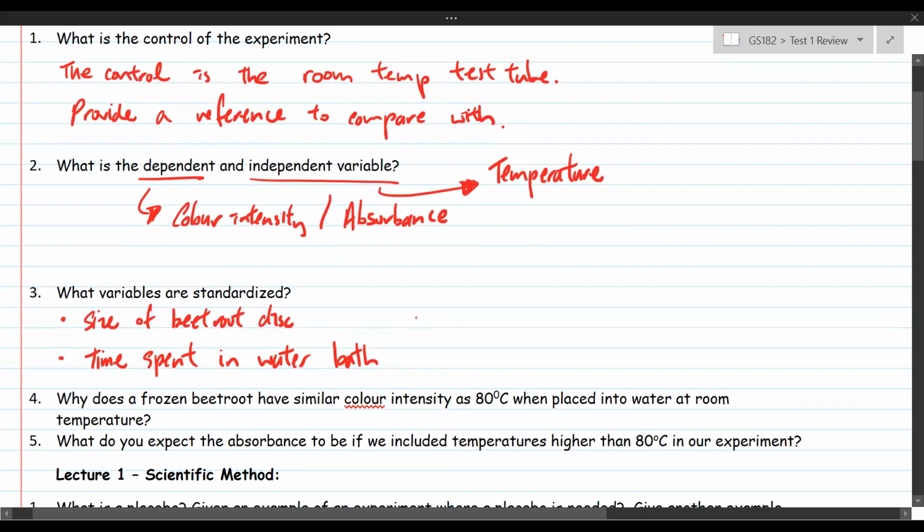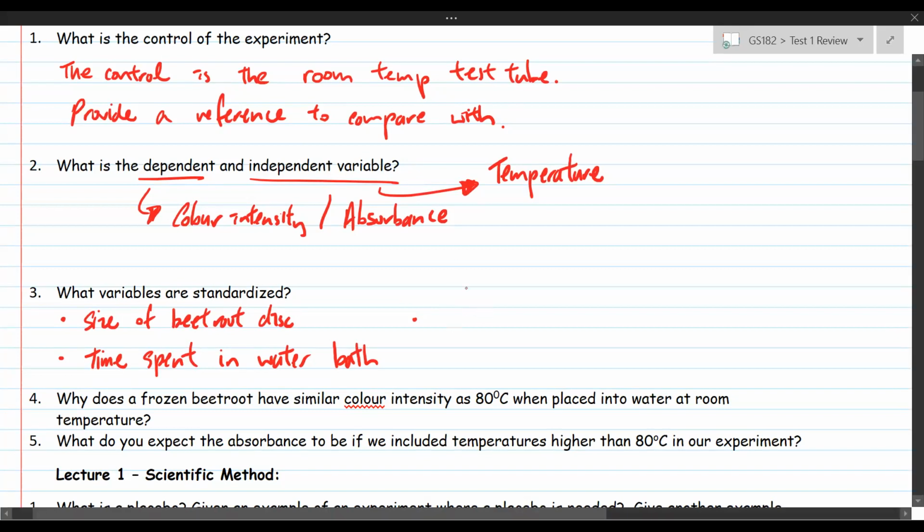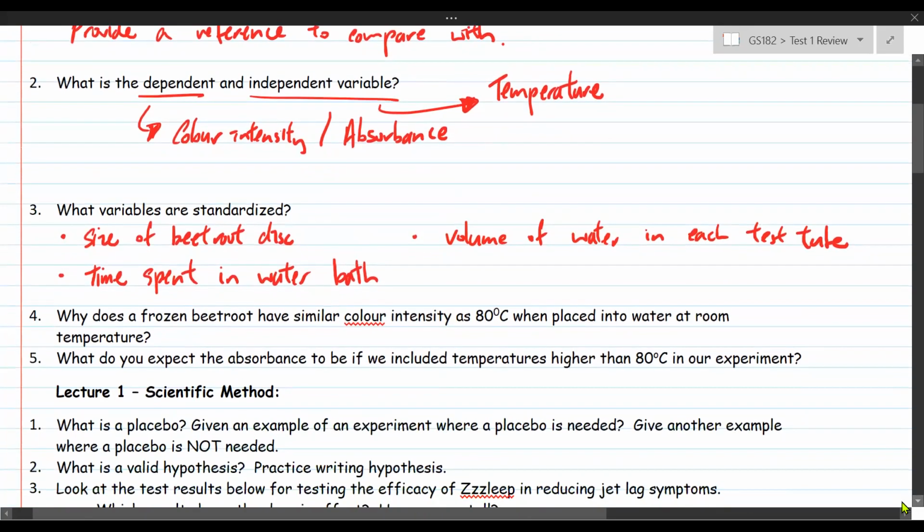Anything else? Standardized variable? Does anybody have any additional ones? Okay. Volume of water in each test tube. If you add too much water for some of them, you might dilute the color. If you add too little, then you might concentrate it too much.